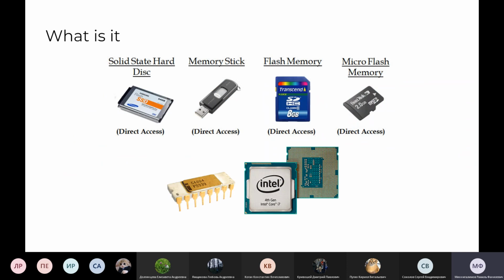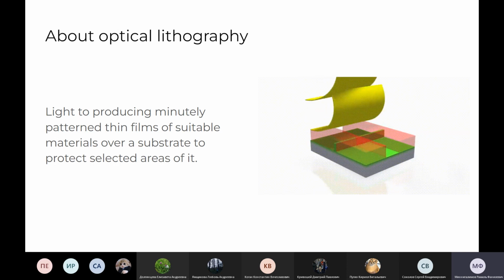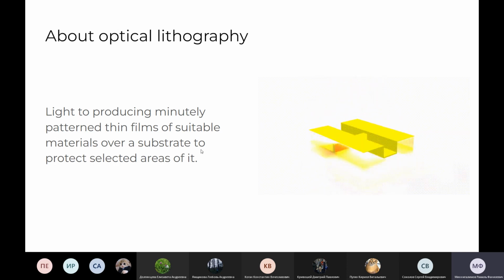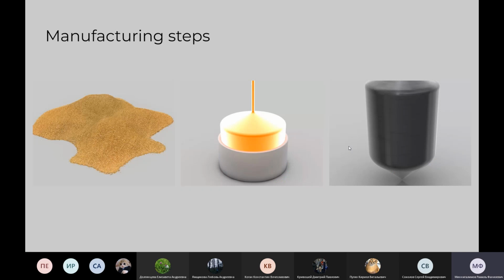Photolithography is the most common method for fabricating integrated circuits, best known as electronic chips, such as solid-state memories or microprocessors. Optical lithography is a general term used for techniques that use light to produce minutely patterned thin films of suitable materials over a substrate, to protect selected areas of it during subsequent etching, deposition, or implantation operations. I want to briefly talk about the creation of processors.